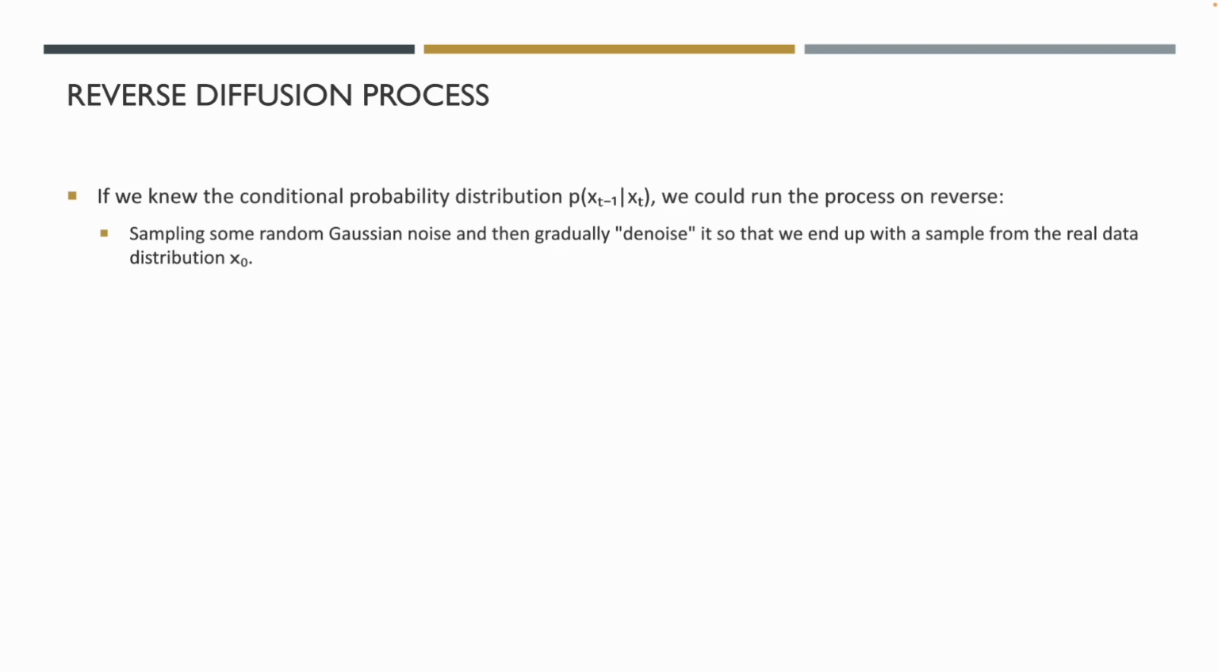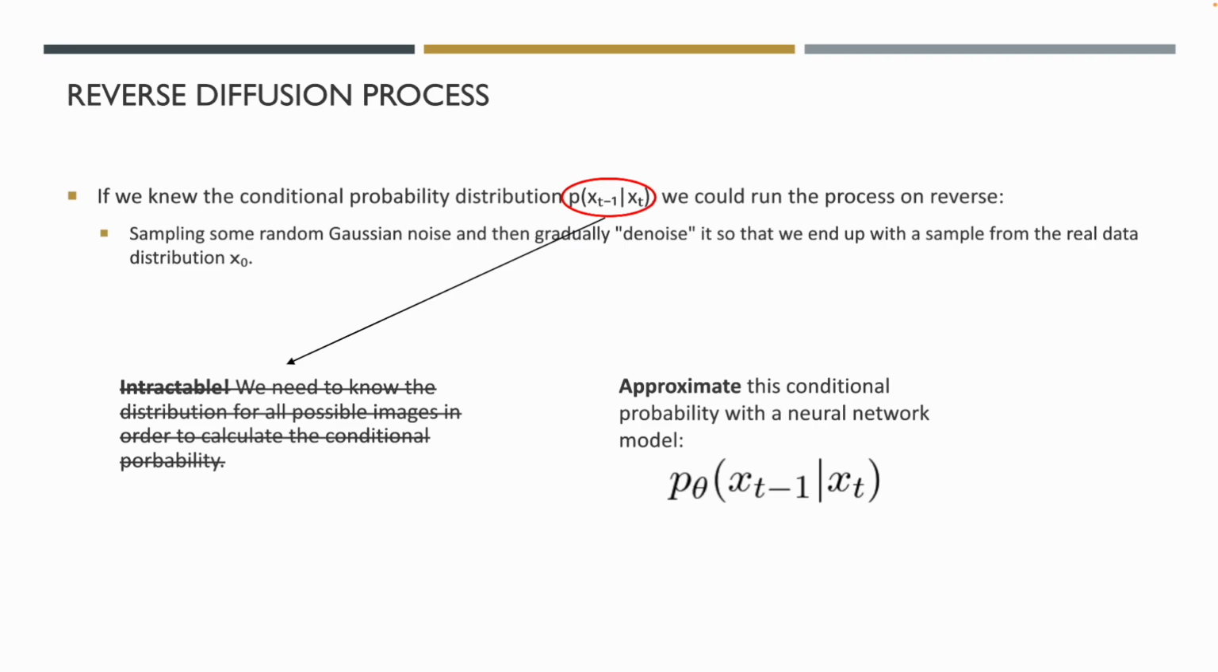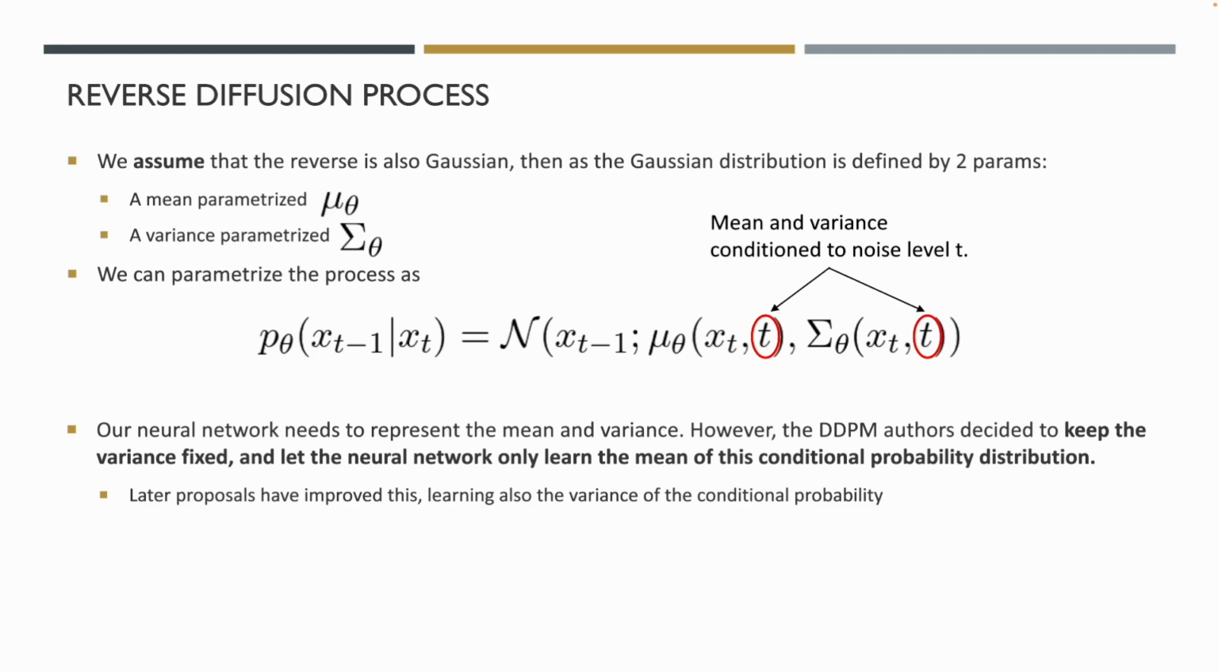If we knew the conditional probability distribution p(xt-1 | xt), we could run the process in reverse. So sampling some random noise and then gradually denoising it, so that we end up with a sample from the real data distribution x0. However, this probability distribution is intractable, as we would need to know the distribution for all possible images in order to calculate the conditional probability. But we can approximate this conditional probability using a neural network model, defined by p theta of xt-1 given xt, where theta are the parameters of the neural network. We assume that the reverse is also Gaussian.